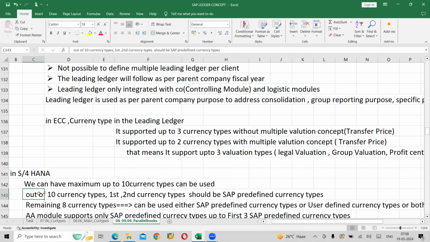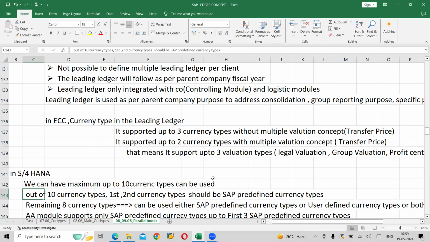Remember this. As per interview, people say that in ECC we have 3 currency types, and when it comes to S4 HANA, 10 currency types. Here the 3 currency types we can use without multiple valuation, but here also we can have up to 10 currency types. But out of 10, the first and second currency types should be SAP predefined currency types, like 10, 20, 30, clear?